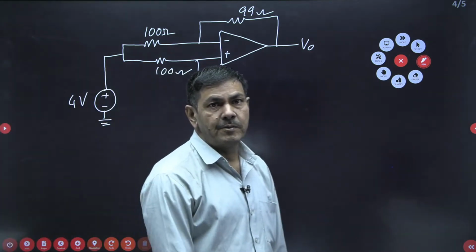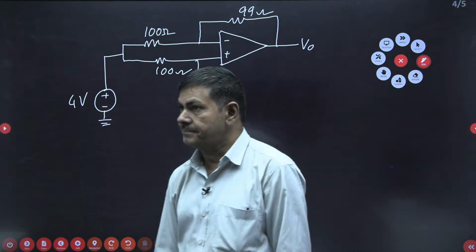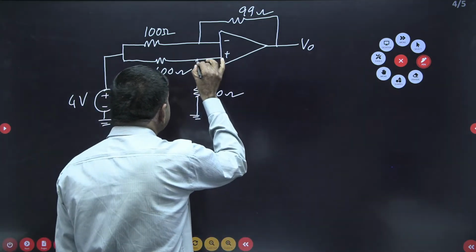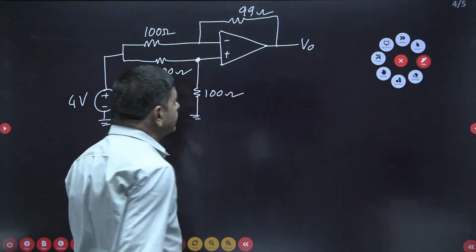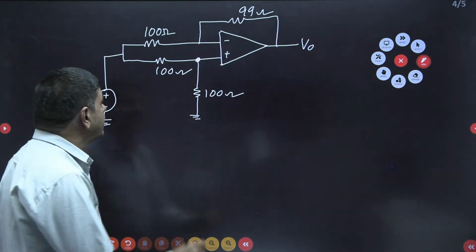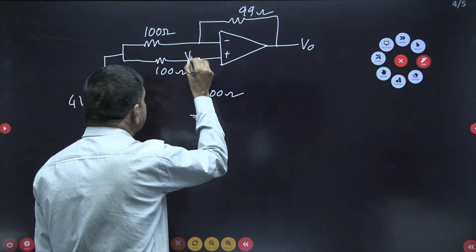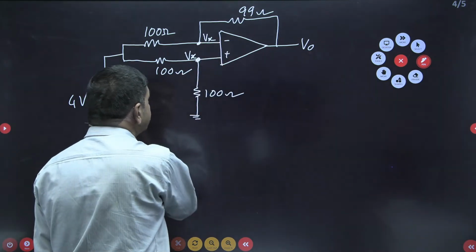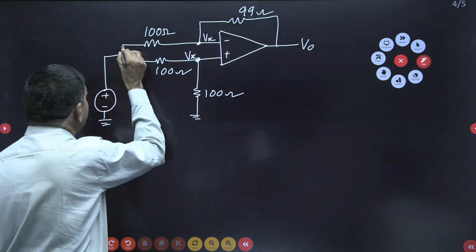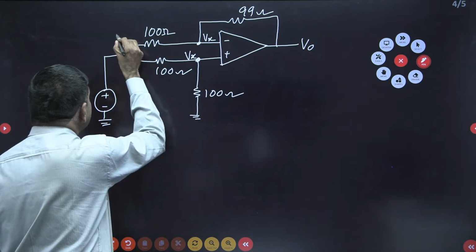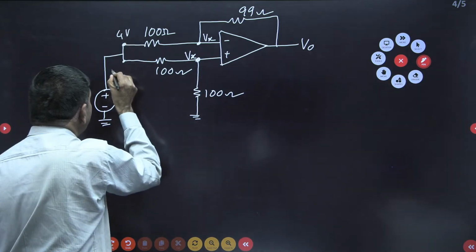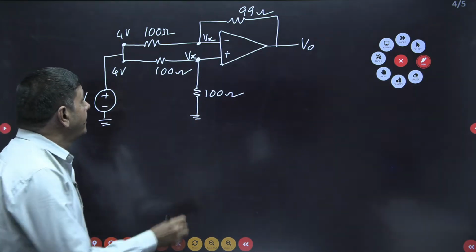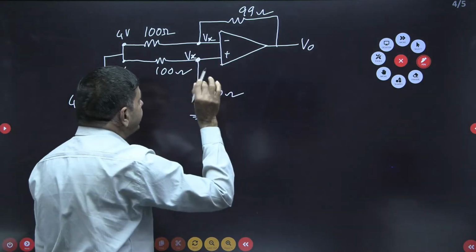Now it becomes very simple. How to find V0? We know very well. This node voltage is required initially. If this node voltage is Vx, this voltage is also Vx, since the potential is common for both. You know very well, if you know Vx, you can calculate V0.